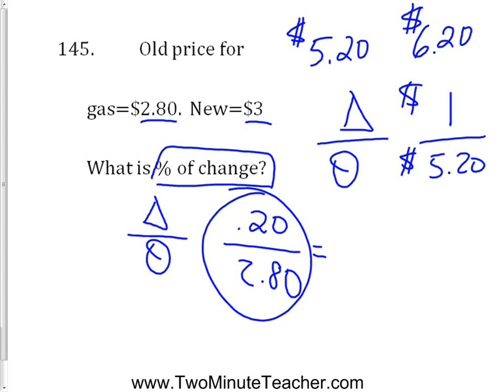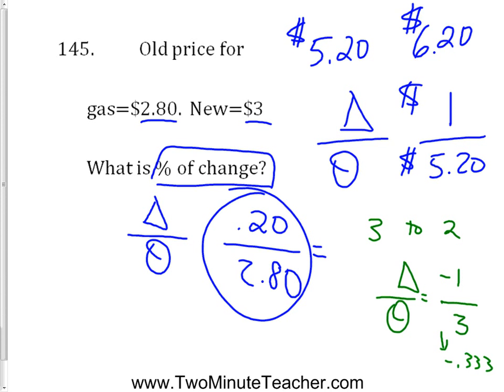So if gas price goes down from $3 down to $2, then you'd go, what's the change? The change is minus 1 over what's the original. The original price was $3. Then you'd take negative 1/3, which would be negative 0.3 repeating. So that'd be about 33.3% decrease because it's negative. All right.